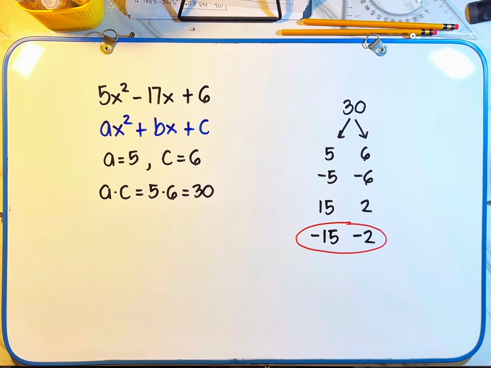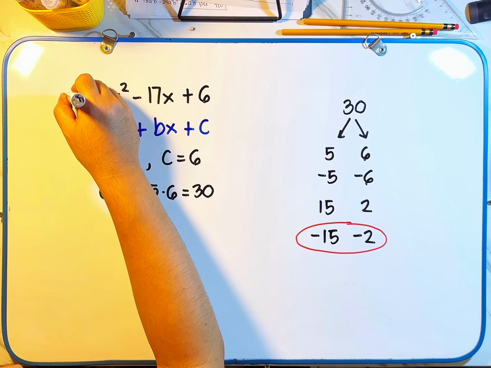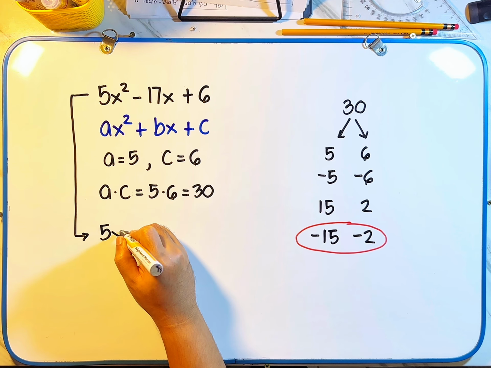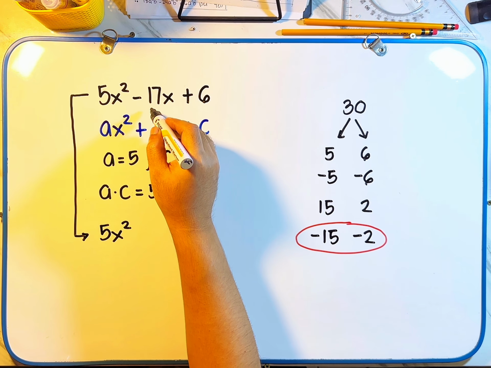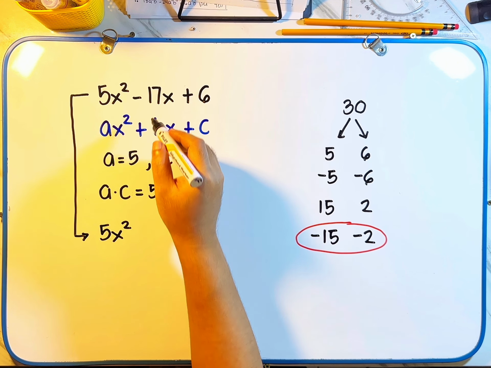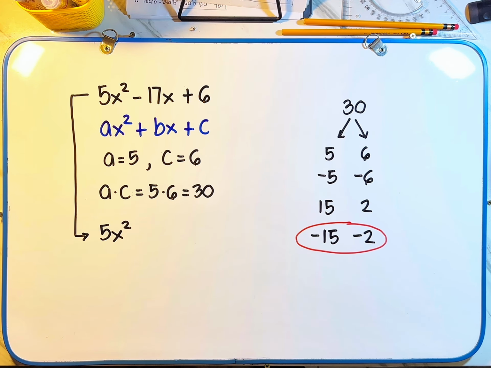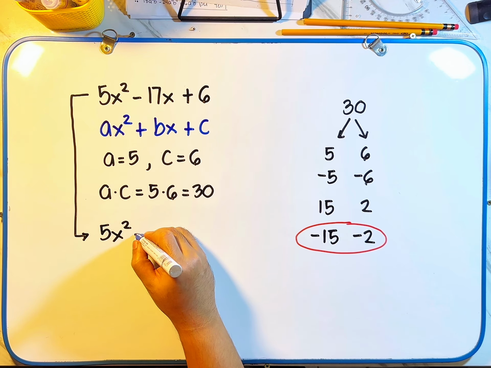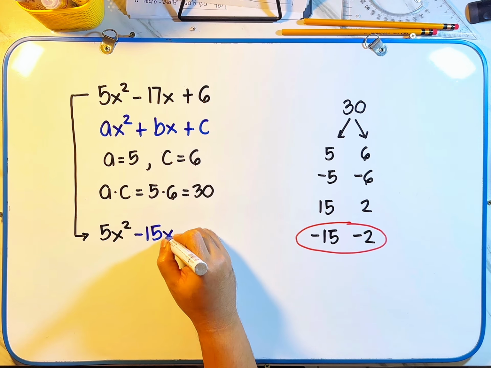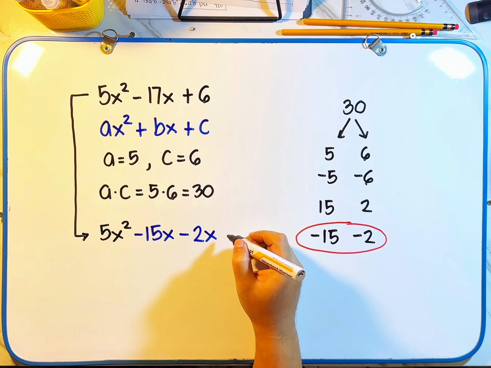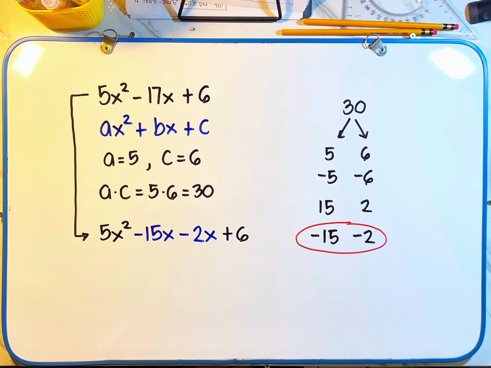Now, what is the next step? Okay, here's the next step. Let us rewrite 5x squared, and then instead of negative 17x, we will replace it with negative 15x minus 2x. So we have negative 15x minus 2x, and then the remaining plus 6. And then we will factor by grouping.